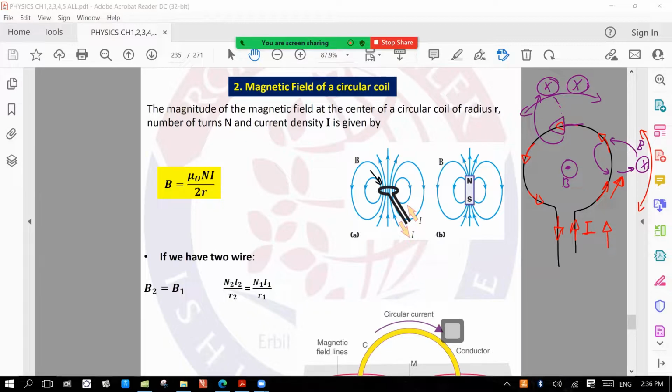So always we are going to find the magnetic field direction at that area, which is the center. It might be out or in.